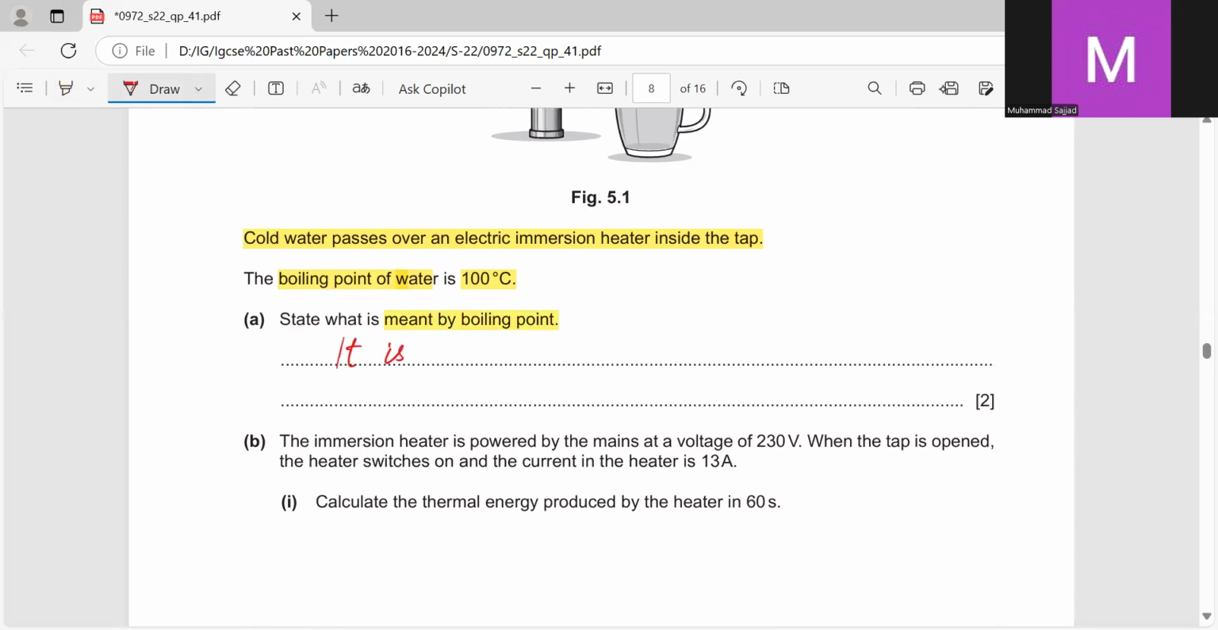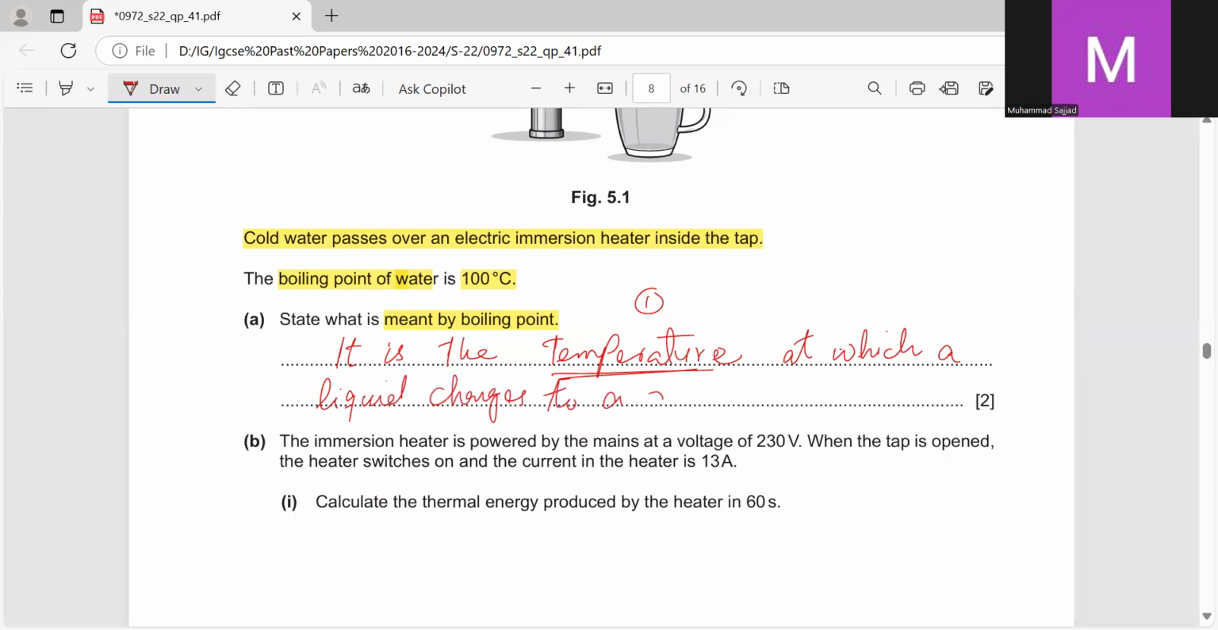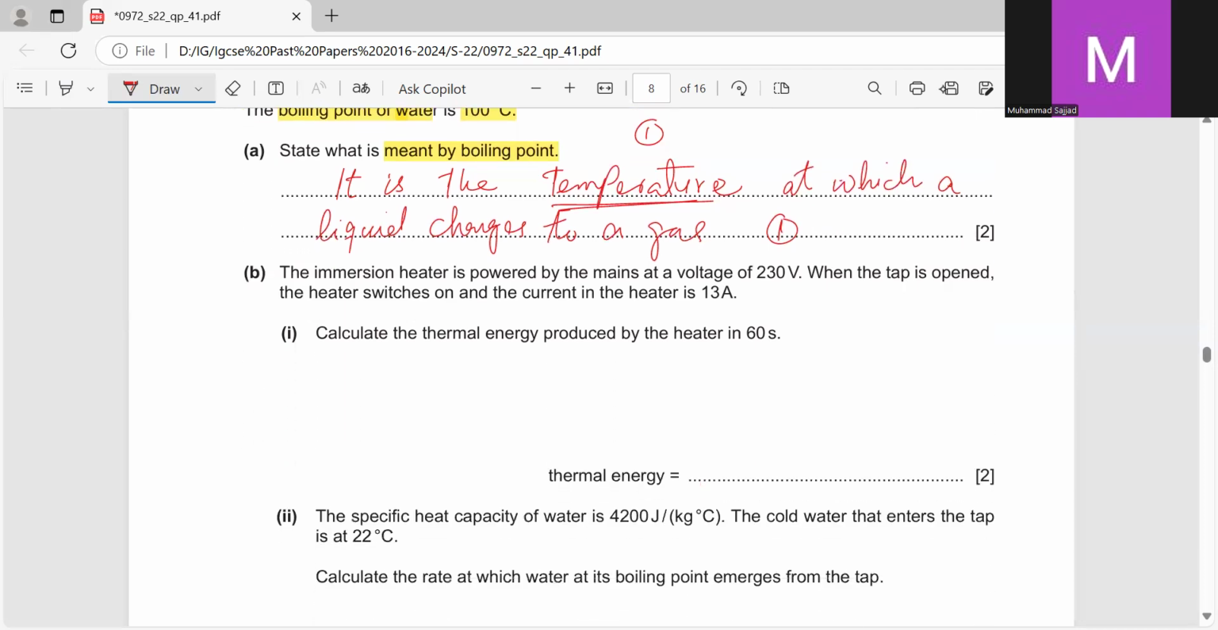Boiling point, it is the temperature, or you can say fixed temperature, but better simply write it is the temperature. This writing, it is the temperature, is 1 mark, at which a liquid changes to a gas. This is the second mark. Simple. It is the temperature at which a liquid changes to a gas, steam, vapors, whatever.